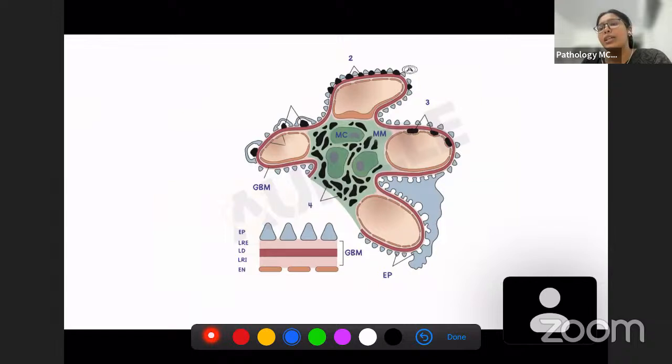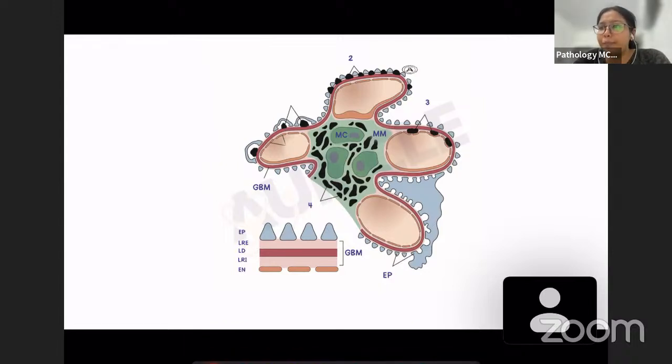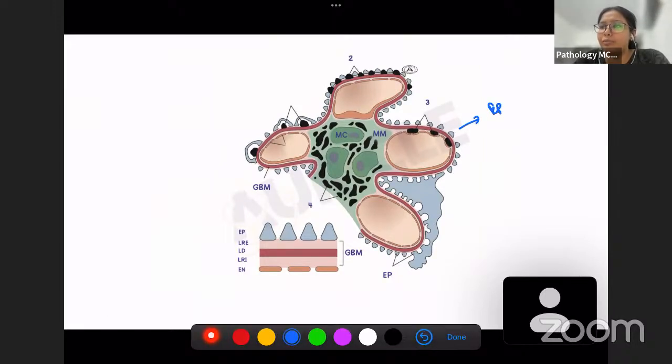Now, certain types of diseases have very peculiar and very specific types of deposits over here. Okay, so you can see here, this is the epithelium. Then here, this is the subepithelium, below the epithelium, and this is the endothelium.